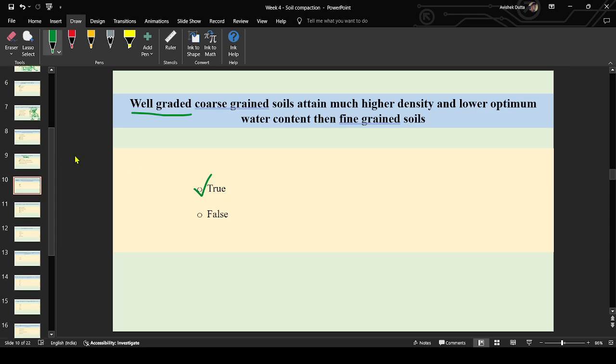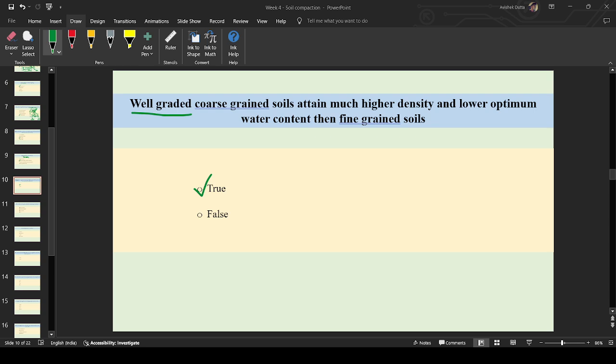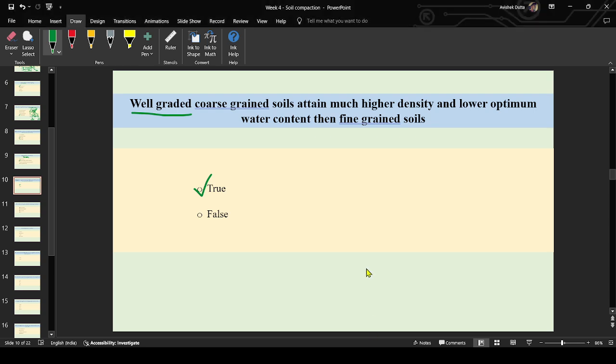Sir, can we give the answer in another way? For example, well graded coarse grain soil. Generally, they are water draining soil. They cannot hold the higher moisture. Yes, very good, very possible. They are water draining soils, as you have mentioned.